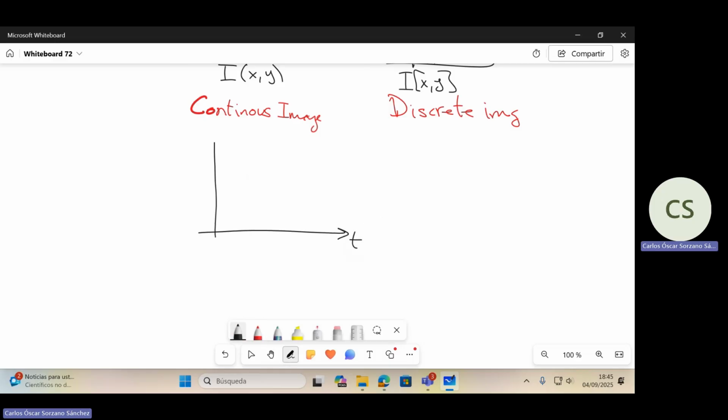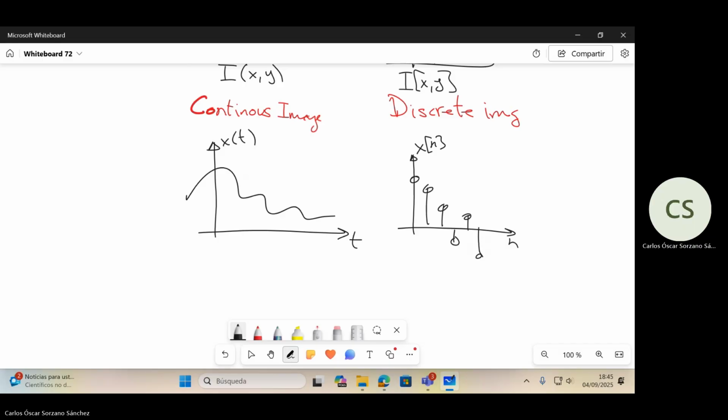The relationship between the two is the same as the one you have between continuous and discrete signals. You have time, you have x of t, and then you have some signal here, and this would be the continuous signal. You would also have the discrete signal, x of n, with samples of the signal. It is the same concept between continuous signals and discrete signals.